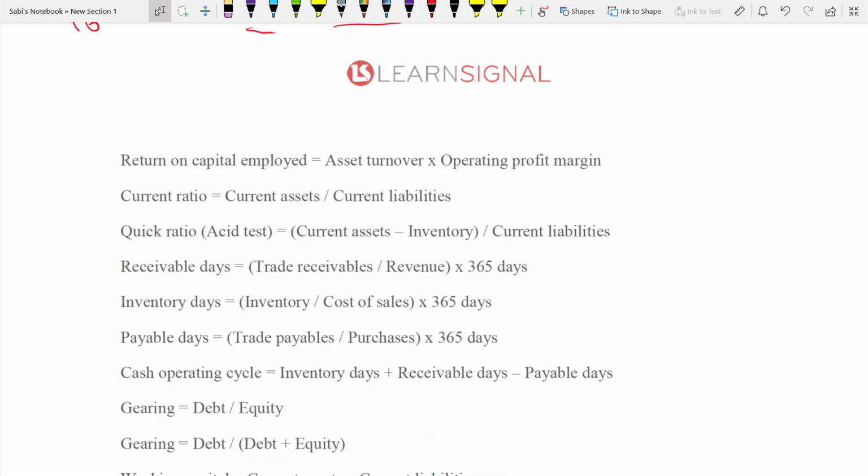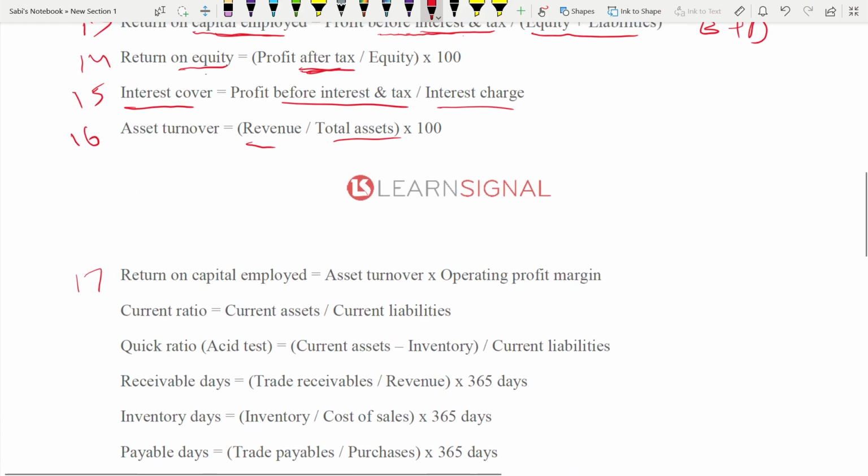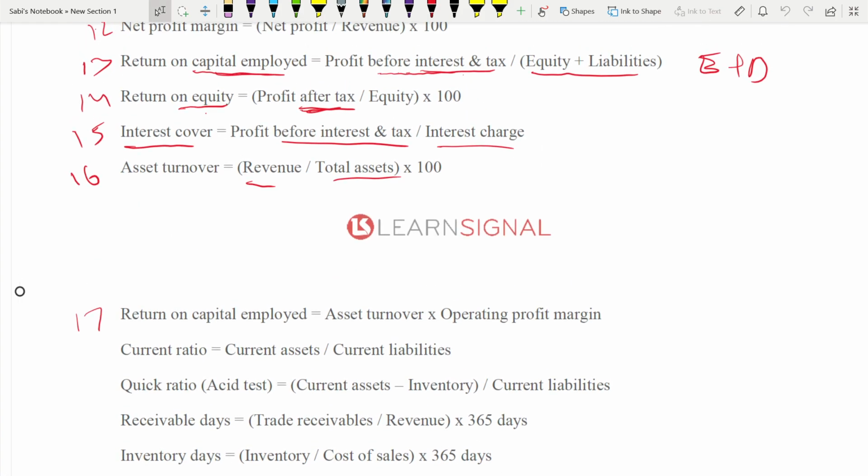Okay. 17. Return on capital employed. Earlier, return on capital employed was number 13. Now we have for 17 also return on capital employed. But if you see the formula here, it is different. Yes, you can have two different formulas for return on capital employed. That's why you have to understand return on capital employed very carefully. That's why students make mistakes here. So it depends. If in your case study you have been given the profit before interest and tax and equity and liability, then use the first formula.